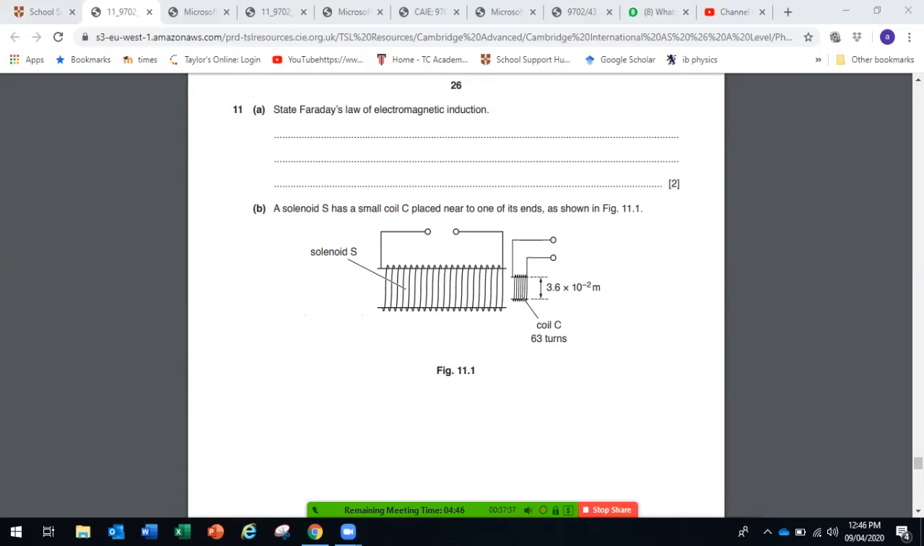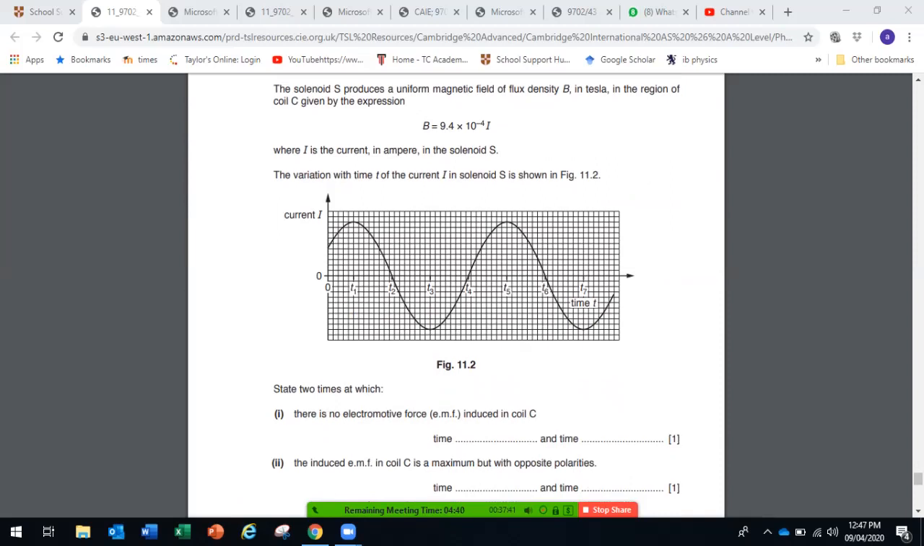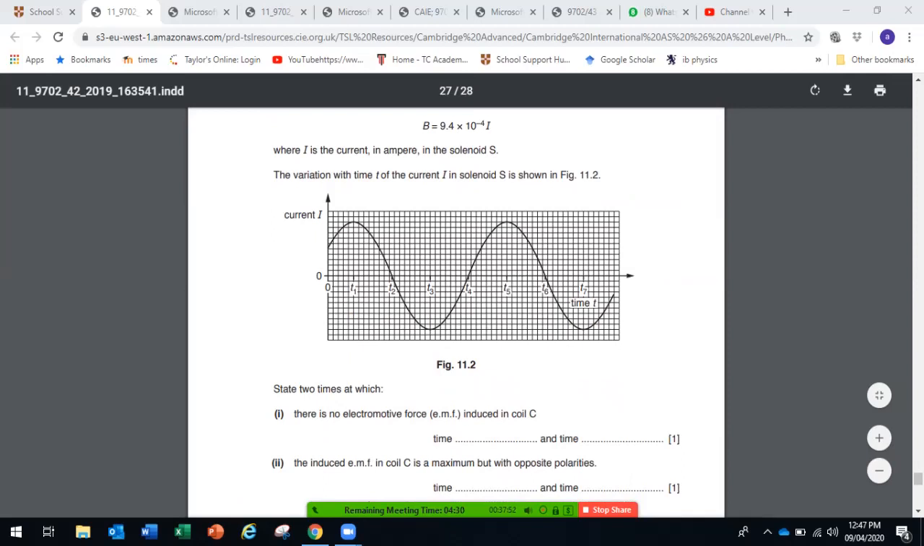S must have a constant current. At which region was the current constant? Current was constant for a while, at the peak. T1 and T3. Yeah, T1 and T3.